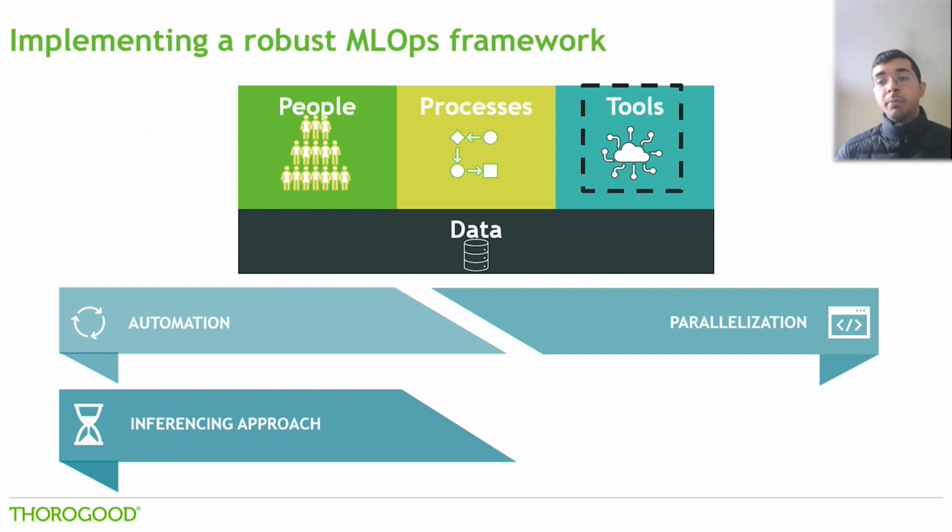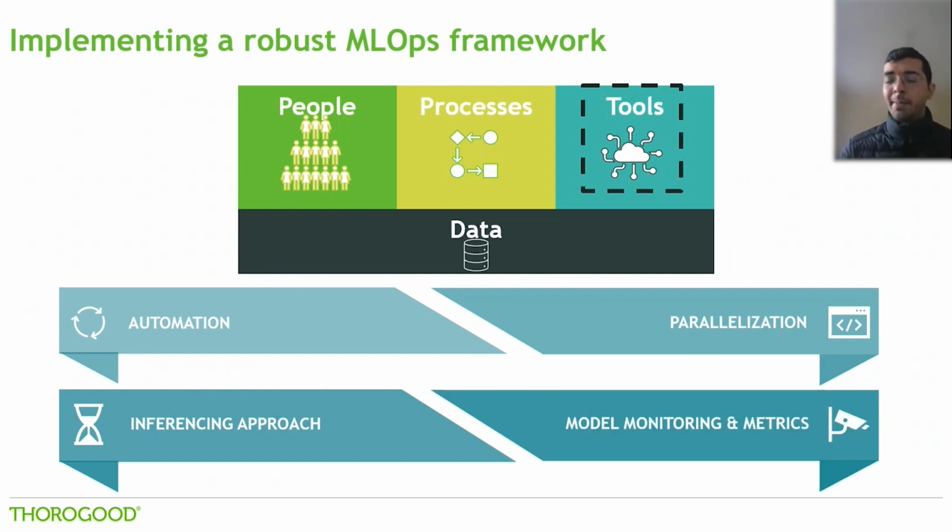Next, we have our inferencing approach. So if you're going down the batch inferencing route, you could factor in the relatively lower demand and load in your tooling choices and incorporate parallelization in your ML pipelines. Whereas with real-time inferencing, your ability to scale and handle a high volume of requests is the top consideration when designing your serving architecture. And finally, model monitoring and metrics. And these should look to give you the technical health of the model and its predictive quality. And your tool should be able to generate these metrics and present them as well.